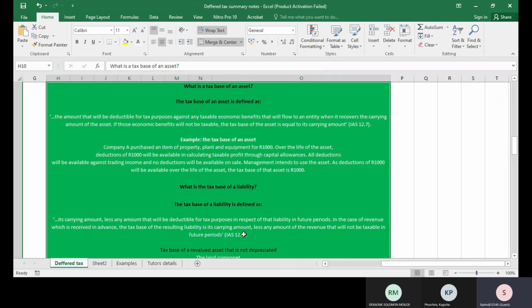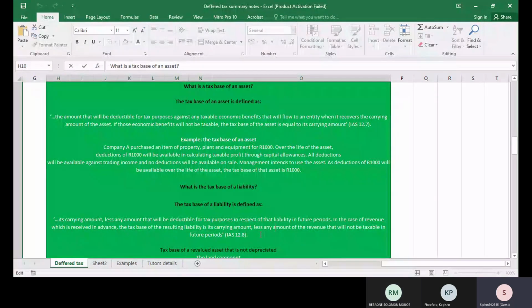So the tax base of the resulting liability is its carrying amount less any amount of the revenue that will not be taxable in the future period. What I'm saying is that if this amount is being taxed now, then it is not going to be taxable in the future. So the answer here, Solomon, is actually the 10,000. You understand why I'm saying that? Yes, I understand. And if the 10,000 is being taxed now, it means in future it's not going to be taxed. You agree, right?